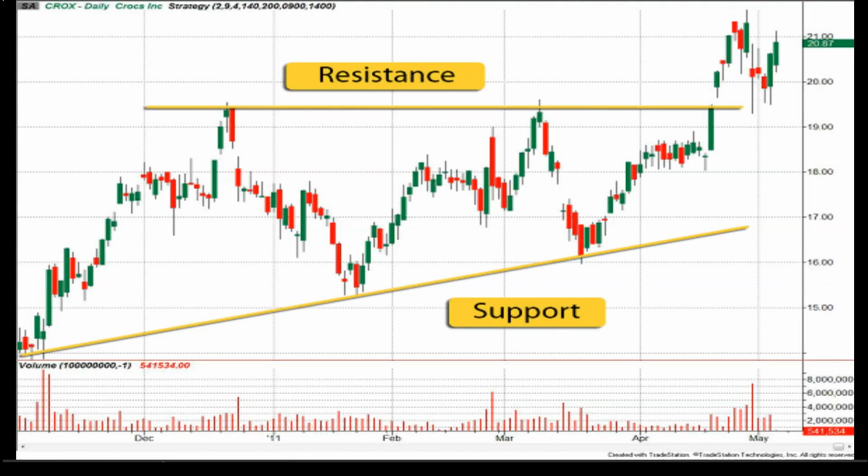And let's look at this. We only have 2 lines that we have right here. So we have the resistance. We see the resistance is a straight line, and the support, it's kind of an upward trend line.